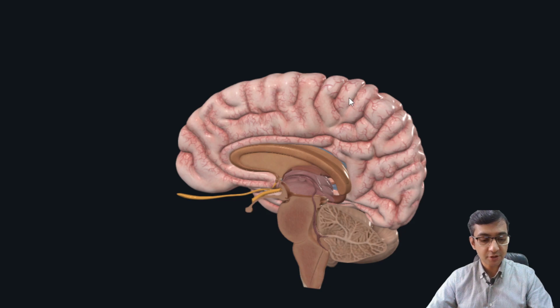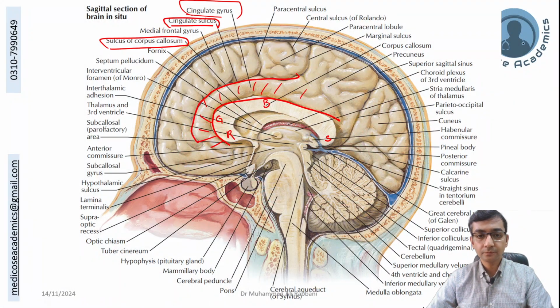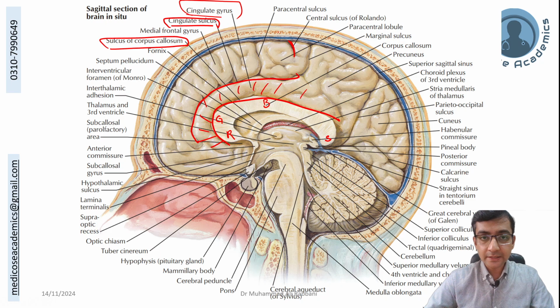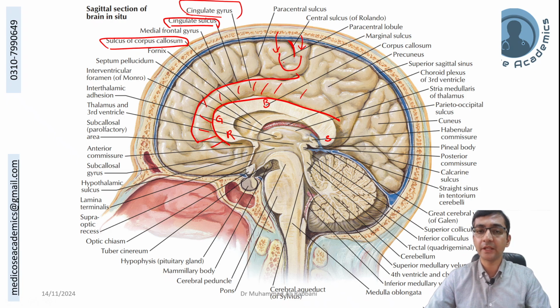Let me show you this picture. Here is the central sulcus of Rolando coming from the lateral aspect. Here is the pre-central gyrus, here is the post-central gyrus, and they are joining one another, and this whole area is called the paracentral lobule.